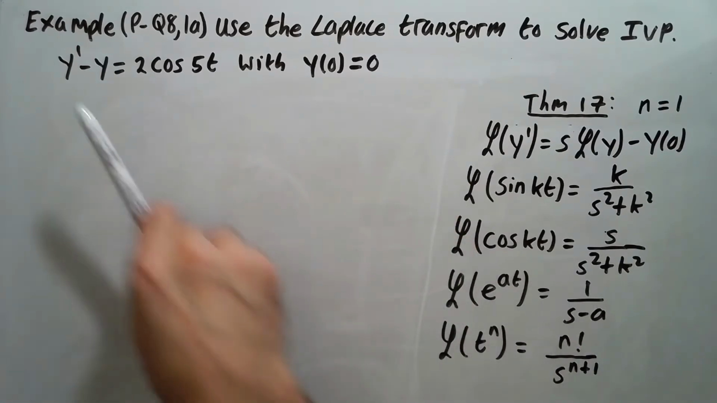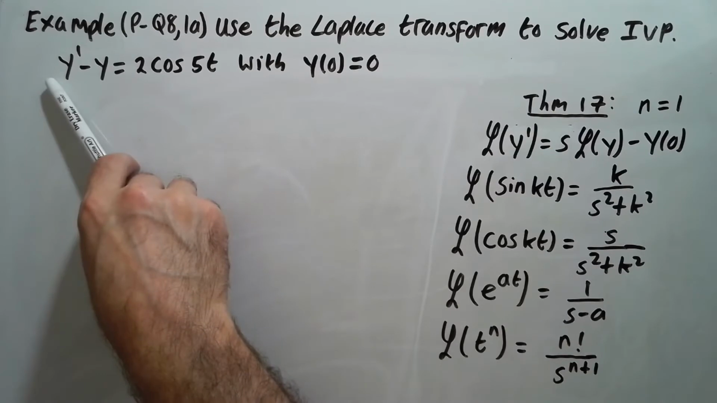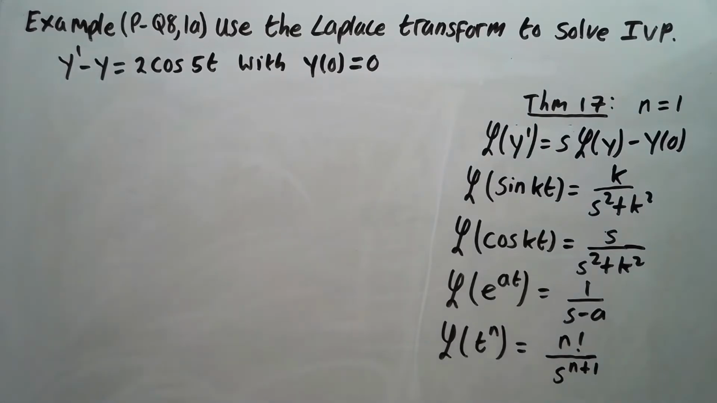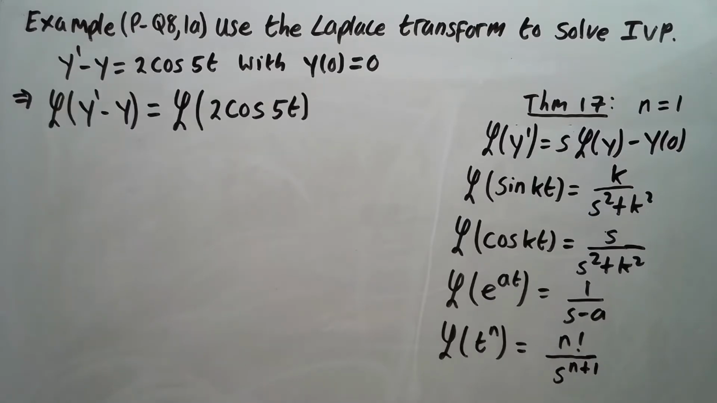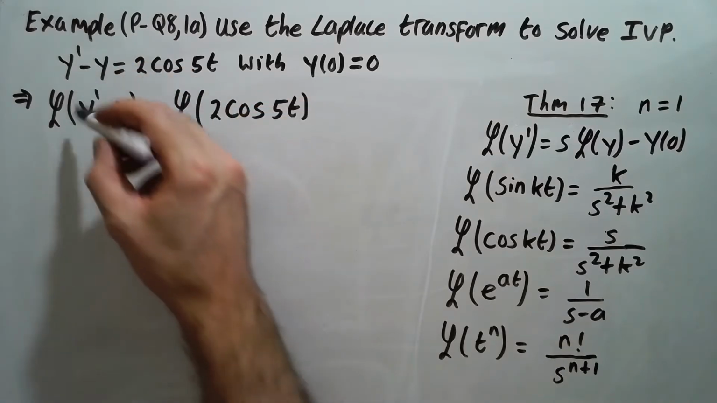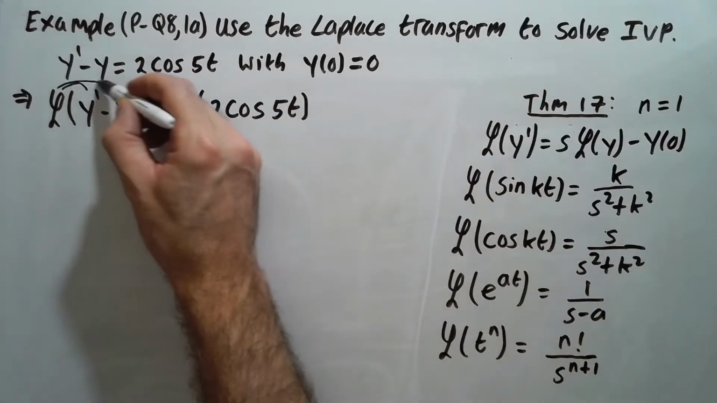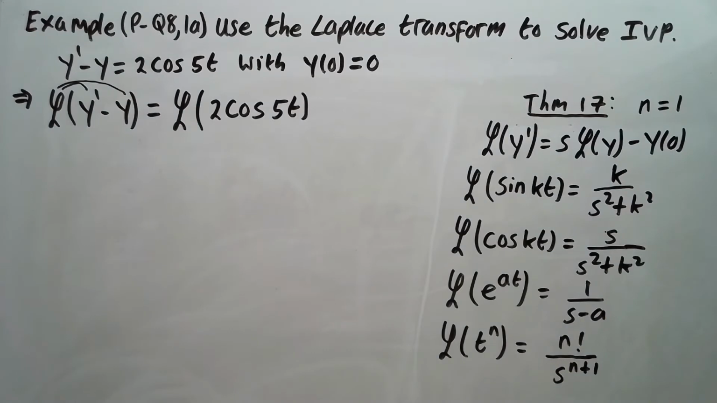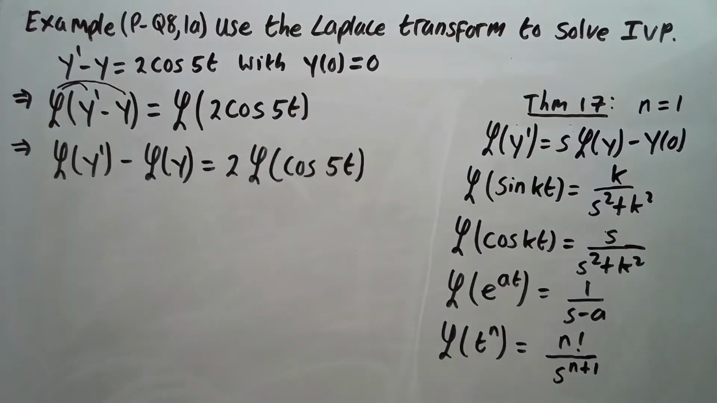Let's first take the Laplace transform on both sides. So doing that, we get then, okay, so I took the Laplace transform on both sides. Now the Laplace transform is linear, which means it will distribute in here. So doing that, we get then, okay, so we get this.